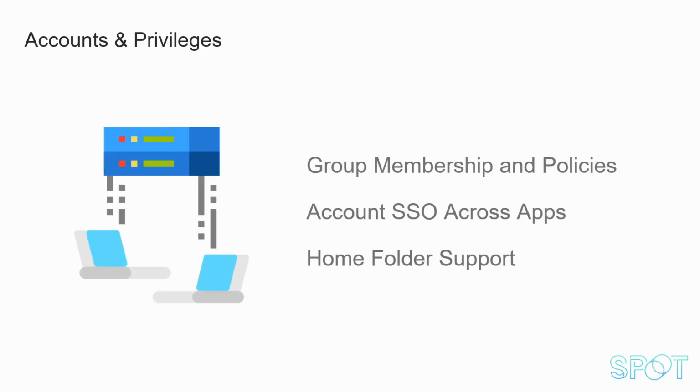In regards to accounts and privileges, you can, of course, set up group membership and policies that are associated with that. You're going to see that we're going to do multiple group policy enforcements. Using RSAT, we're going to do one for folder redirection for roaming profiles, and another one for deploying an Active Backup MSI file based on a group policy object. You also can do account single sign-on across the apps.